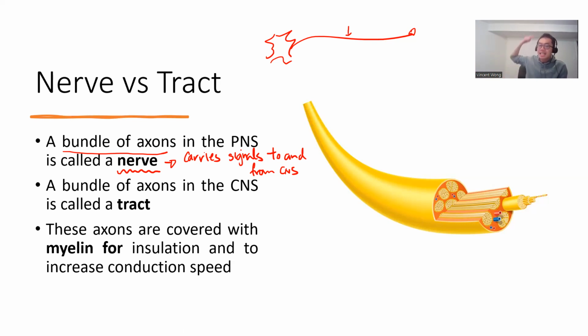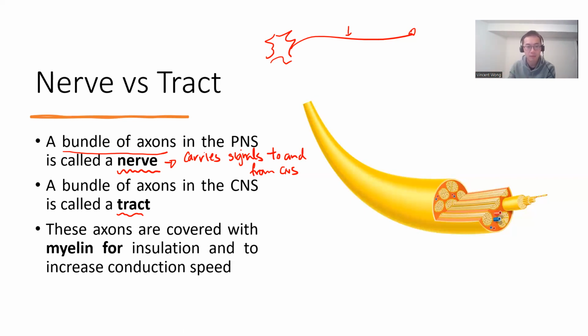Now, once it's inside the brain and the spinal cord, the same bundle of axons, okay? We give it a different name. We call it a tract now. Okay, tract. So a nerve and a tract essentially is the same thing. They are a bundle of axons, but the location in which you find them gives them different names. Okay.